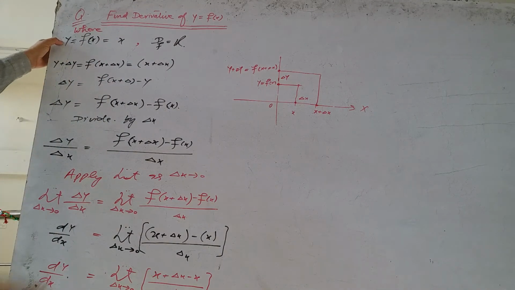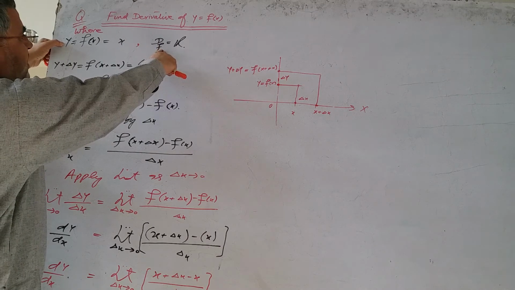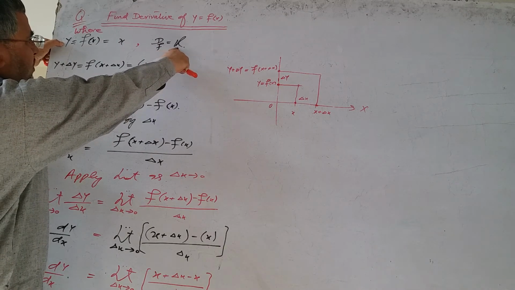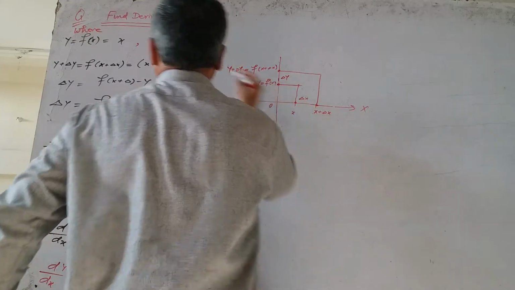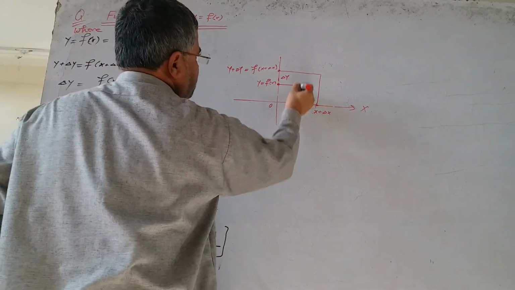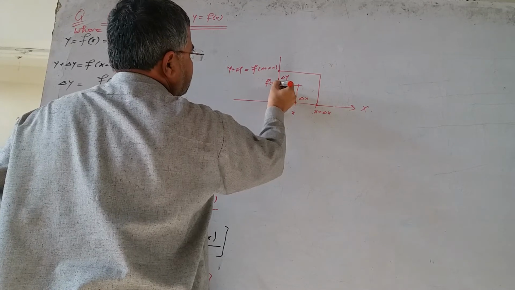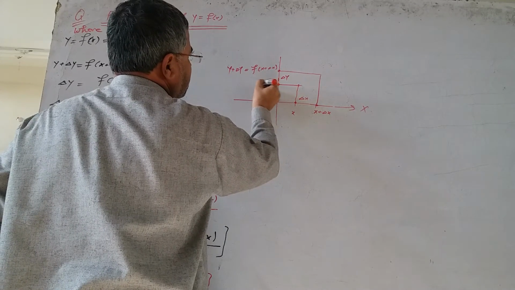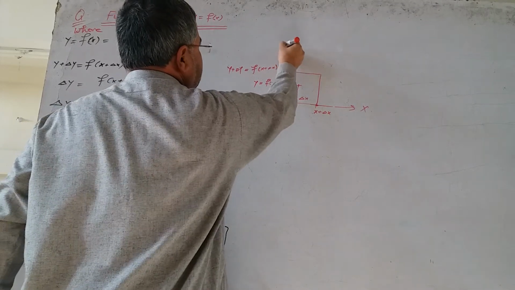Since the function f of x is equal to x is defined on the domain D, which is equal to R, the set of real numbers. That is, at the point x, the value of the function is equal to f of x and is denoted by y. This point is a point on the y axis.